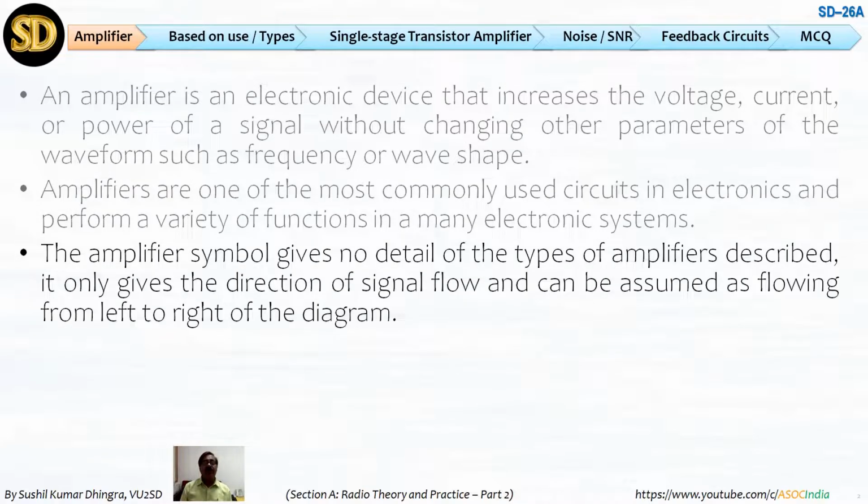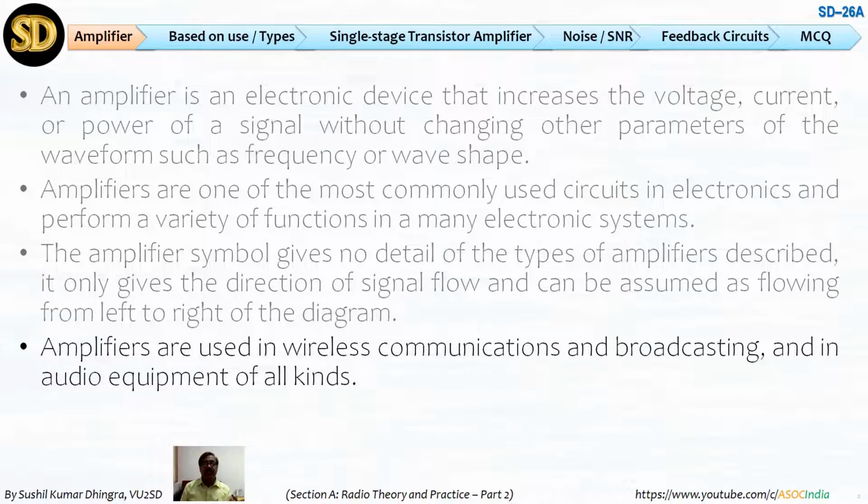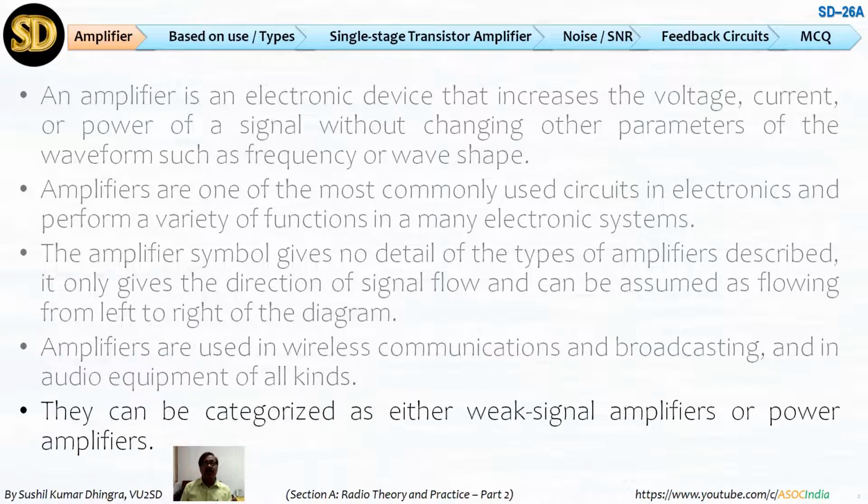The amplifier symbol gives no detail of the type of amplifier. It only gives the direction of the signal flow, which can be assumed to be from left to right in the diagram. I'm going to show you on the screen. It is used in many applications, wireless or wired: your radio, your mobile set, your computer, audio systems, video systems, everywhere. Even when antenna signals are weak in DTH, an amplifier is used to improve them. Amplifiers can be categorized by several parameters, which I'm going to explain in later slides.